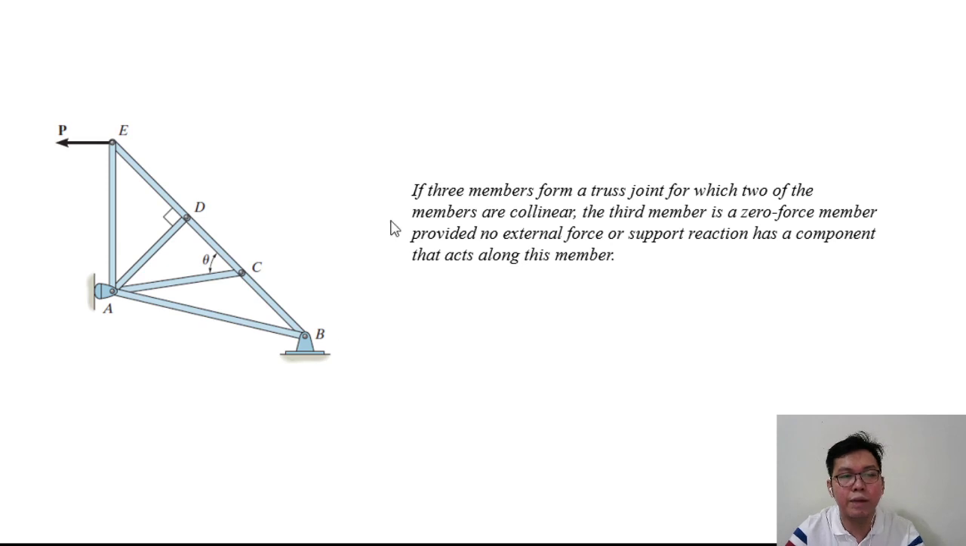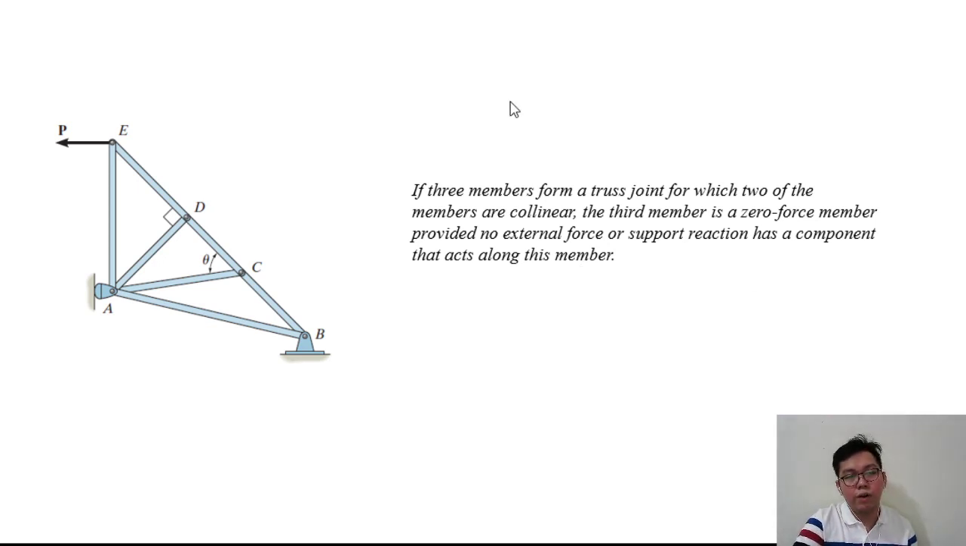Meron pa palang isang condition. Now, maliban sa two members and then non-collinear, we actually have another condition. If three members form a truss joint for which two of the members are collinear, the third member is a zero force member, provided no external force or support reactions has a component that acts along this member. Sir, ano ulit, sir?